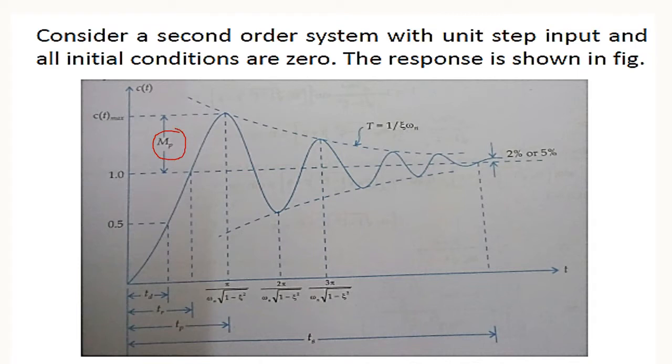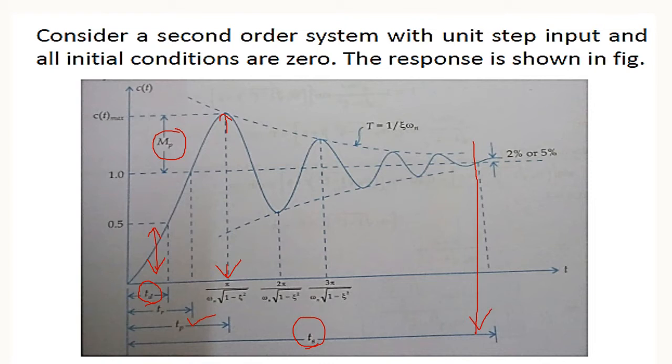MP is the peak or the maximum peak. Then we have TD, which is the time delay. TD is defined as the 50% of the first attempt to reach its final value. Next we have TP, that is the peak value, that is the first attempt to reach the maximum value. Next we have TS, it is the settling time after the transient has died out.